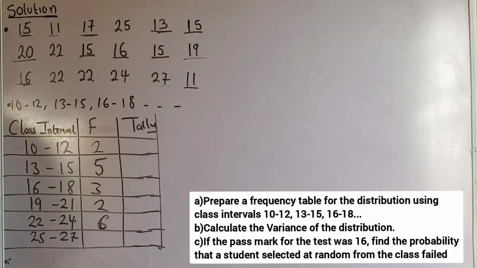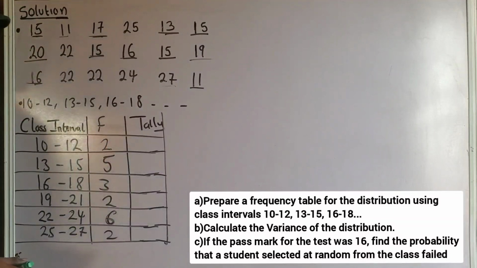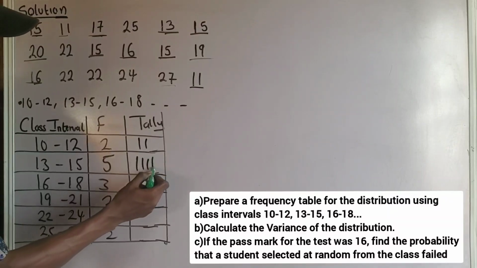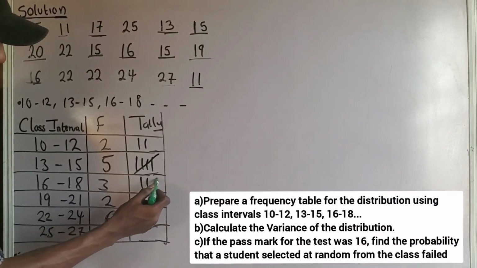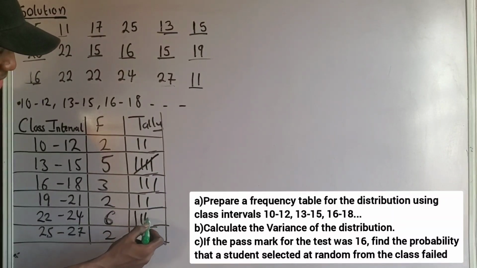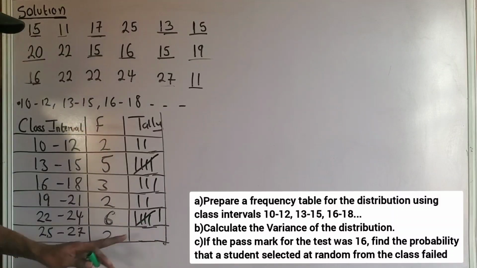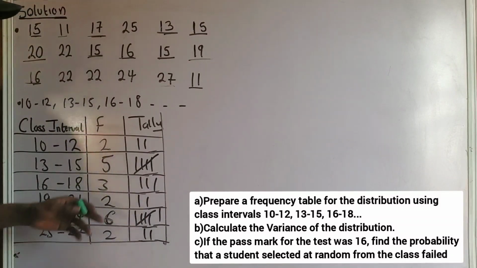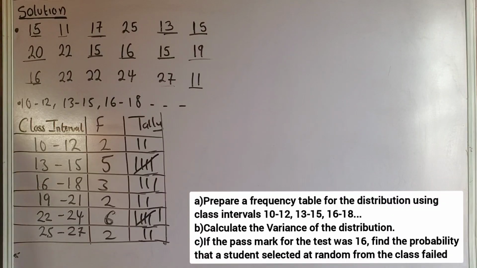Okay. And for the last one, 25 to 37, the number of values that fall within that range is 2. So this is 2. Now, let's put the tally. Here will be 1, 2. Here will be 1, 2, 3, 4, 5. 1, 2, 3. 1, 2. 1, 2, 3, 4, 5. 1, because we have 6 here, you understand? 1, 2, 3, 4, 5, 6. And here will be what? 1, 2. So this is the required frequency distribution table that you are asked to construct.